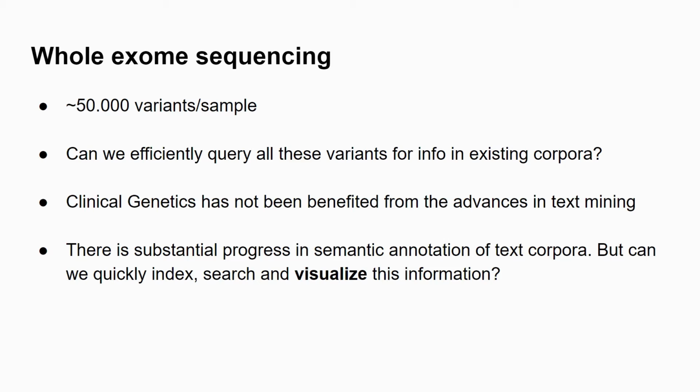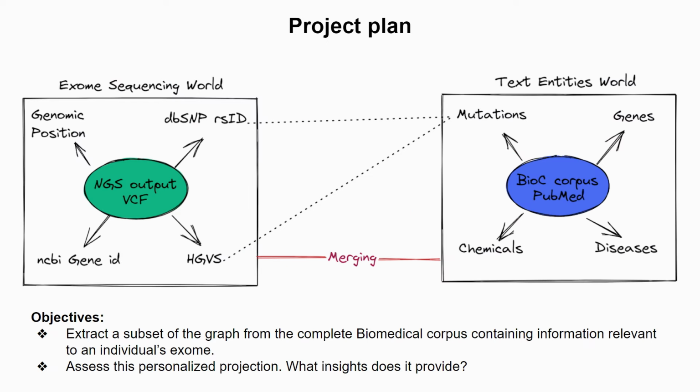One of the most commonly performed genetic tests is exome sequencing, and it typically results in about 50,000 variants. If we could look up the information regarding these mutations throughout literature, it would be a huge advantage for the field of clinical genetics. This project deals with an approach on how the world of text entities can be combined with the exome sequencing world, and its objective is the extraction of a subgraph from the complete biomedical corpus containing information relevant to an individual's exome.